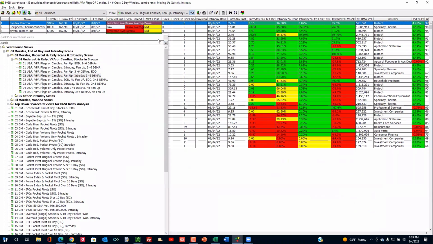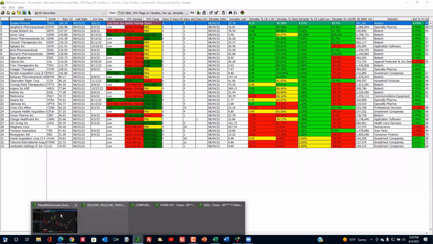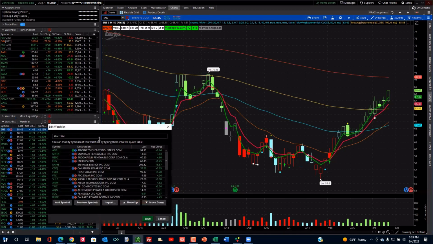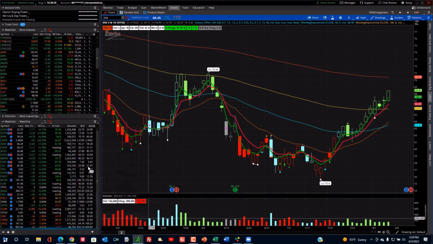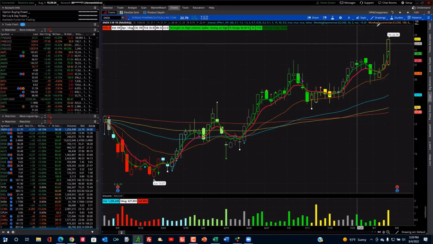Now, let's say I'm interested in this list here. Once again, I'll show you this quickly. Copy symbols to clipboard, then just bring up Thinkorswim, click on watch list, edit watch list, import, paste symbols from clipboard, and I'm replacing the current ones. Okay, save it, and here we have our list. And then I can quickly look at the charts.